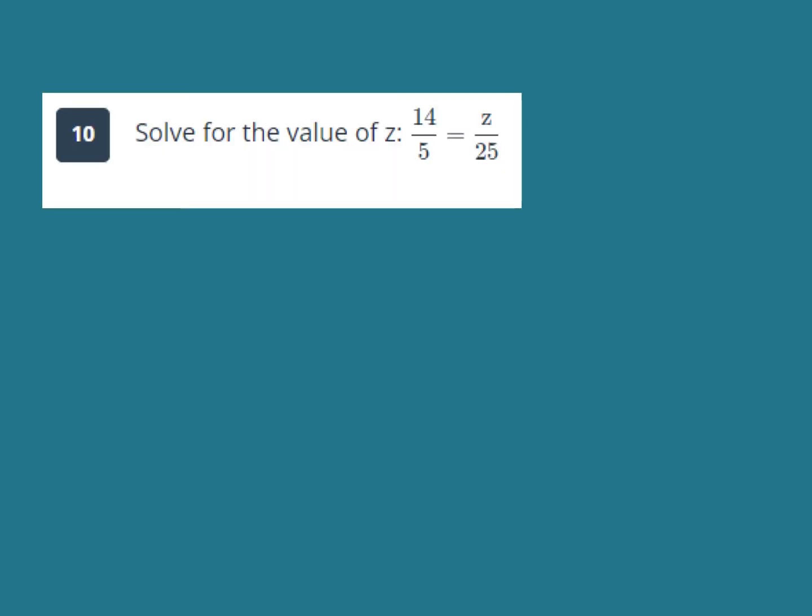Next problem, solve for the value of z. This should certainly be an easy one because I know that everybody did this for a few years now probably, and well, fractions are our friends. What do we do to get from 5 to 25? We multiply times 5. So what are we going to do to get from 14 to z? We are going to multiply times 5.